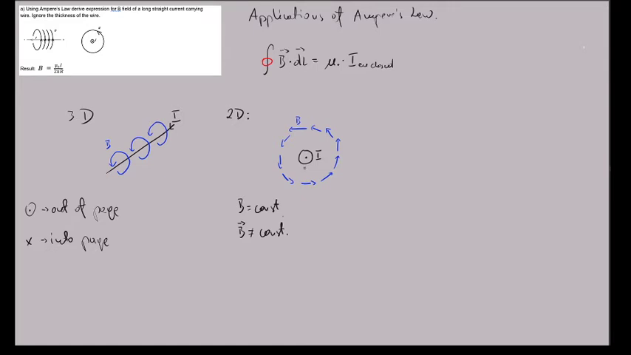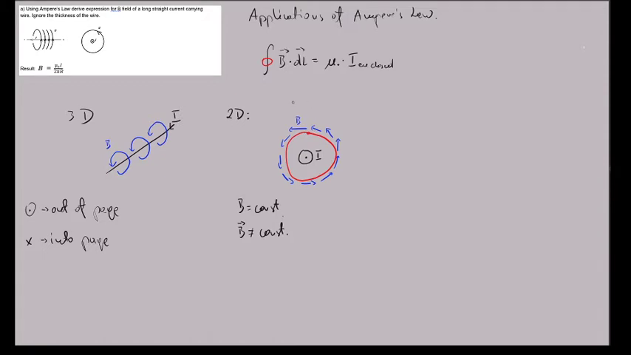Now, what we need is a loop. Here I need to integrate the magnetic field along a certain specific loop, and so here's the loop that I'm going to choose. I'm just going to put it right here. And I'll go around in a circle along the magnetic field.